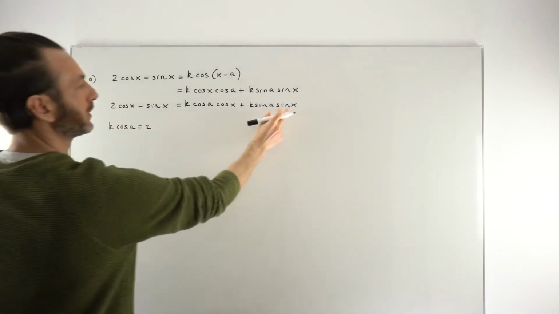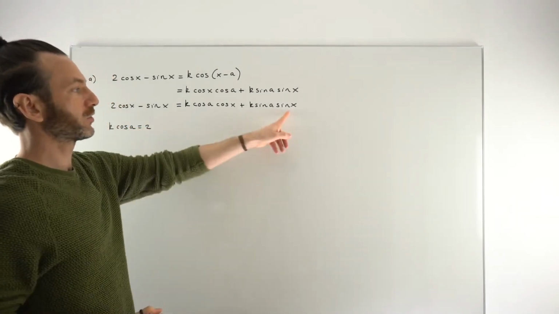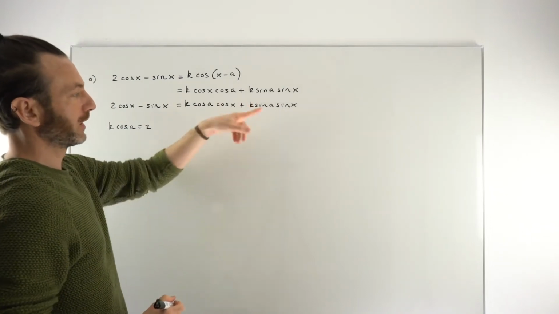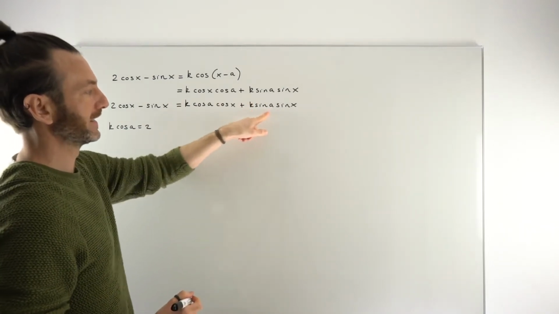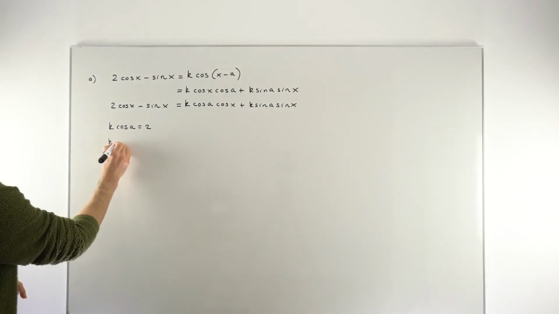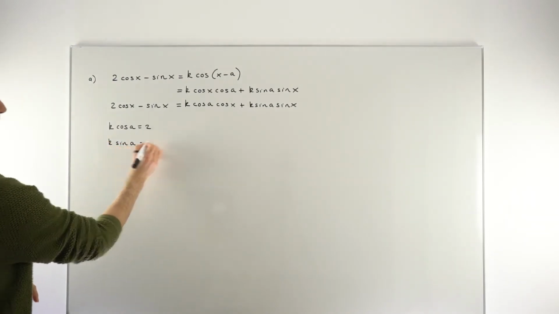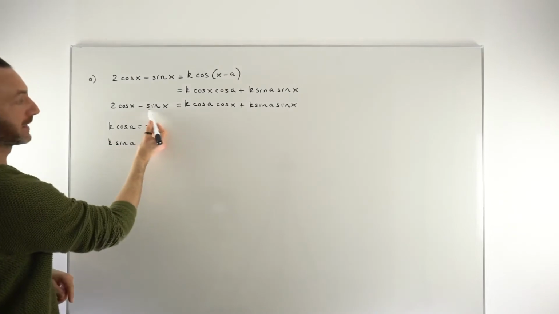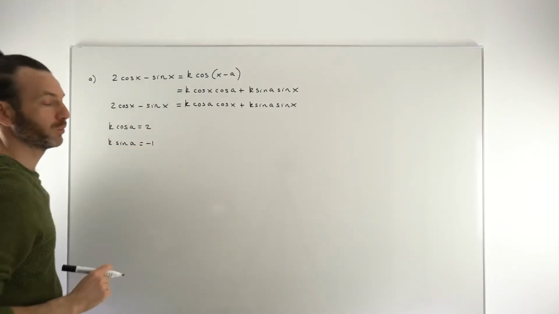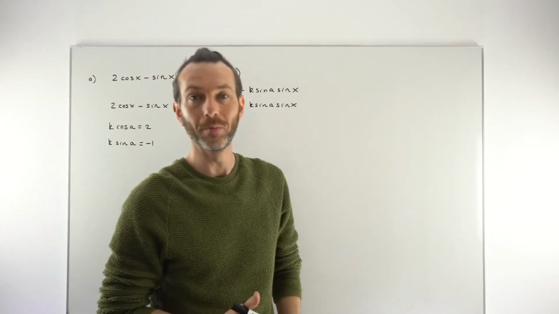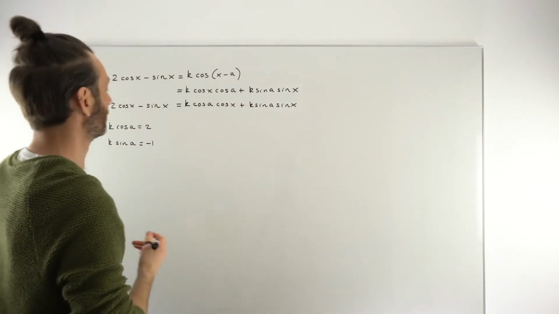And the same with the sine: we're using the sine x term to check what's in front on either side of the equation. So we've got k sine a here on the right hand side in front of the sine x term, and in front of the sine x term here we've got a minus 1. So the minus is really important. You've got to be careful with the plus minus in these questions.